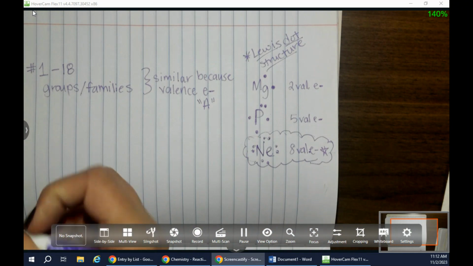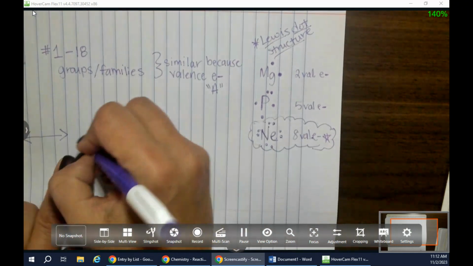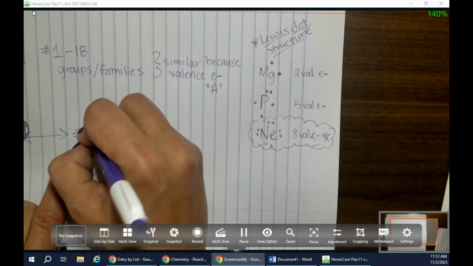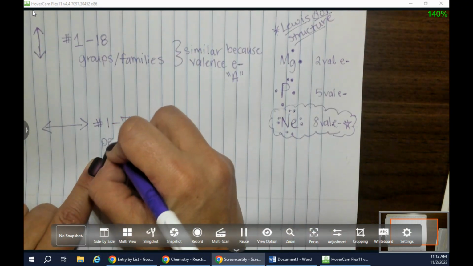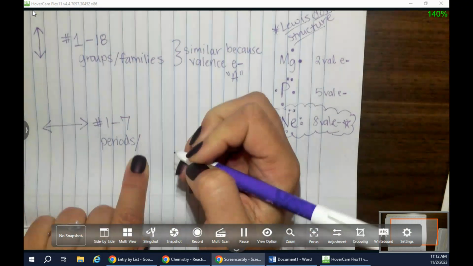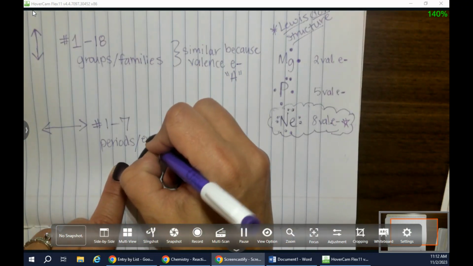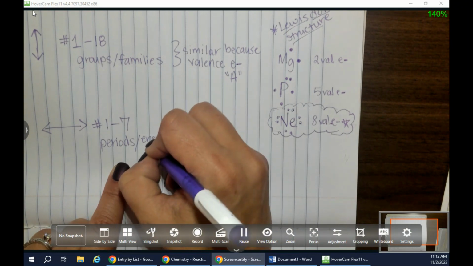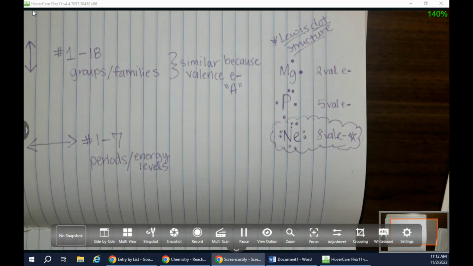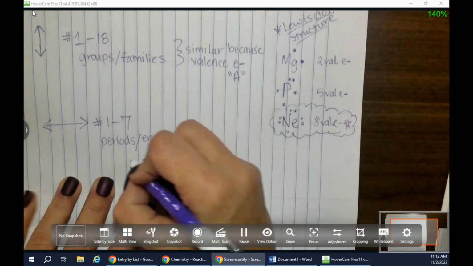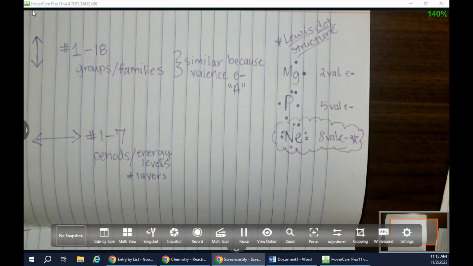All right, the last thing we're going to write up here for now is going to be that the across things, we have numbers 1 through 7. What are those known as? Those are periods. And if you remember in electron configuration, we thought of those as energy levels. We're going to write that again because we're going to see that energy levels we're going to be thinking those like layers. Layers. I'm going to write that word that way. There we go. So layers.